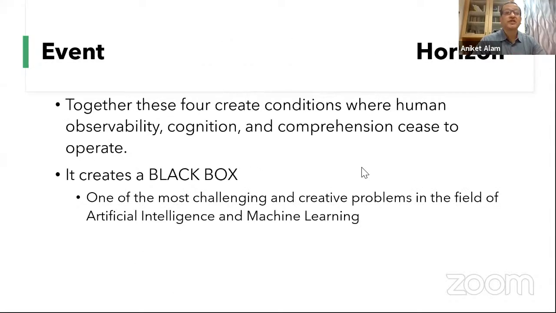And basically what this does is that it creates a new, just using this fancy word, event horizon. It creates conditions where human observability, cognition, comprehension cease to operate outside of the machine. So what you see, what you can understand, what you can analyze is not what we have been able to do with the finest of theories, with the maximum number of research assistants or collaborators, with the greatest of funding. It's well beyond that.